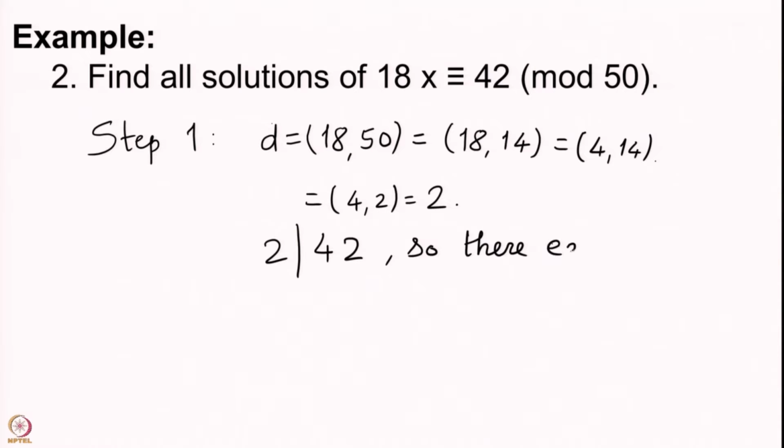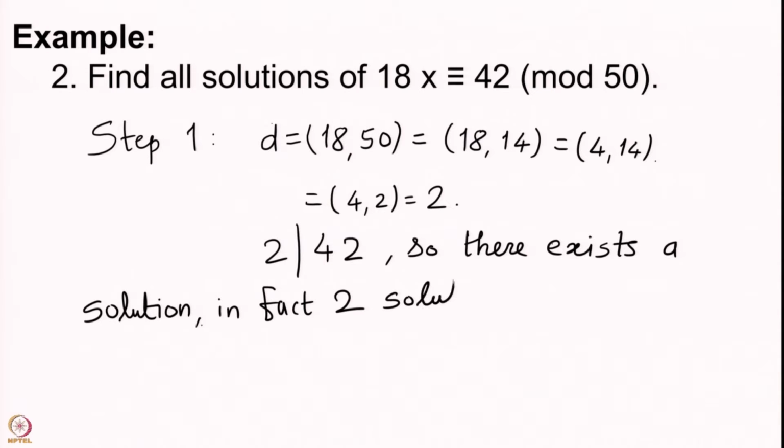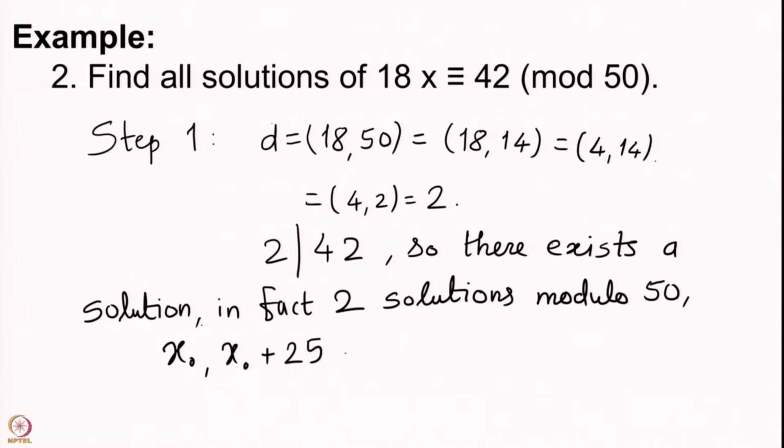So, there exists a solution, in fact 2 solutions modulo 50. These will be x naught and x naught plus 25. And now we apply step 2 to cancel this GCD, which is 2.